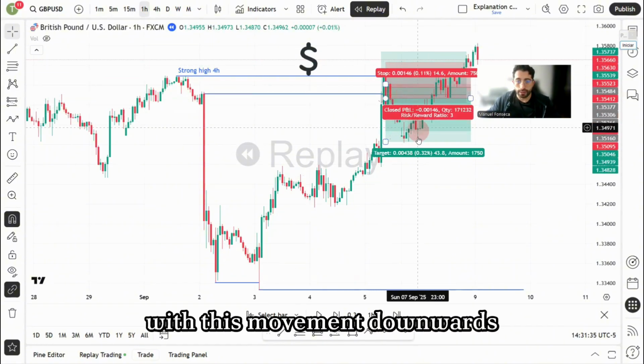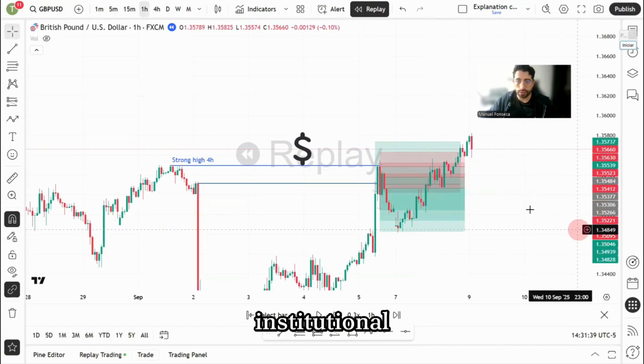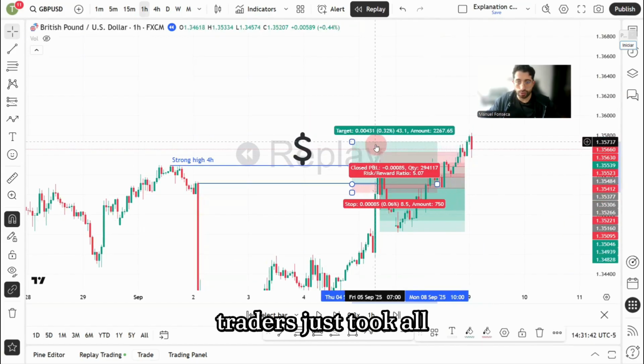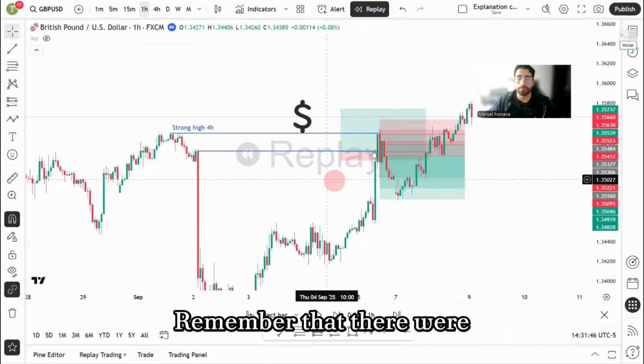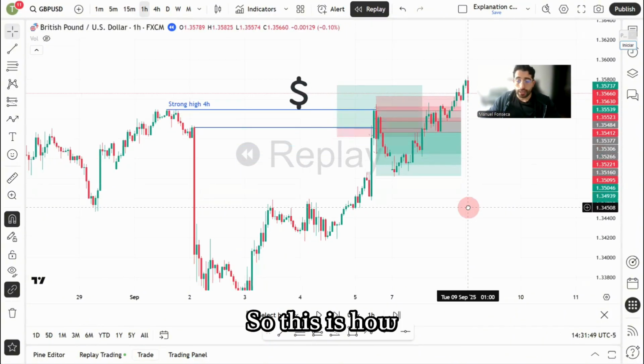With this movement downwards, the institutional traders just took all the money, or the stop losses, of those who were buying. Remember that there were people buying at this high. So this is how liquidity works.